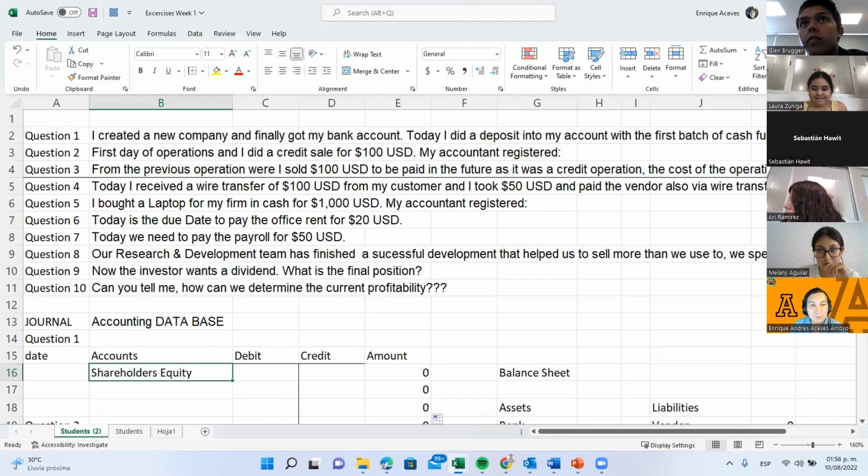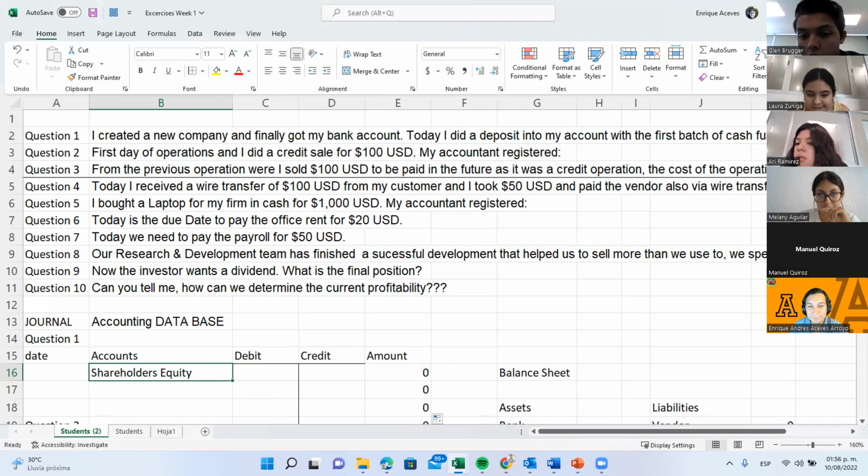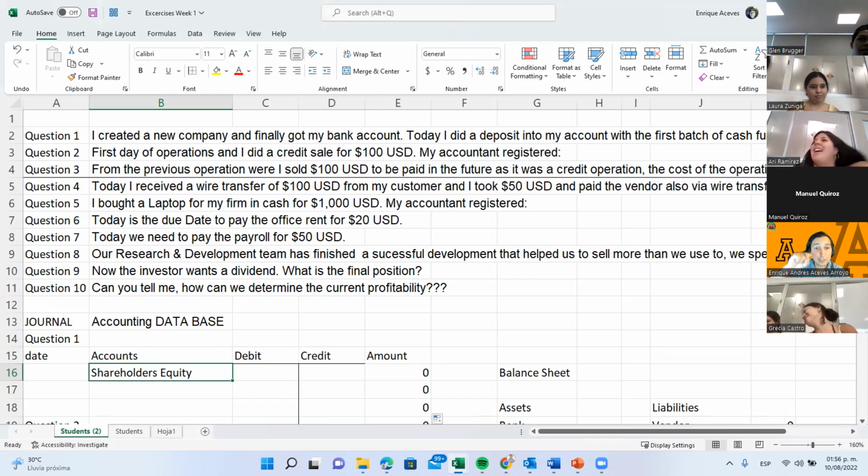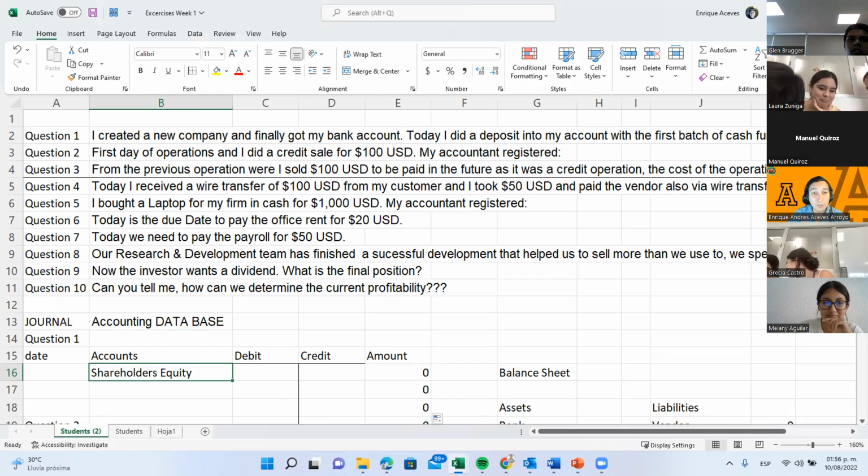Okay. Who can explain to me why you think it's credit? I would say it's credit because, first of all, it's a shareholder. You're risking it, so you don't know if you're going to get it back at some point. It is a debt because somebody is giving it to you. What I told you is, it is a debt to your shareholder. Remember, debts are credits.